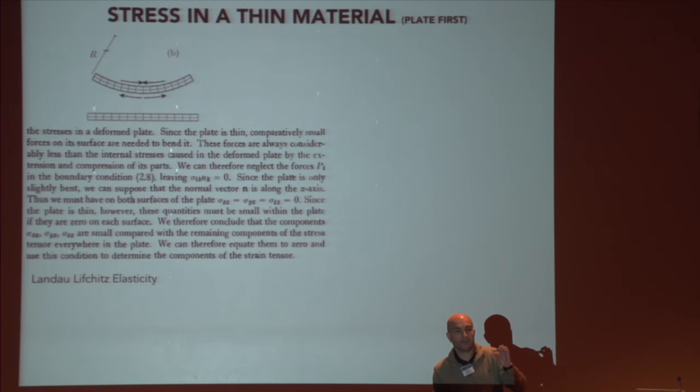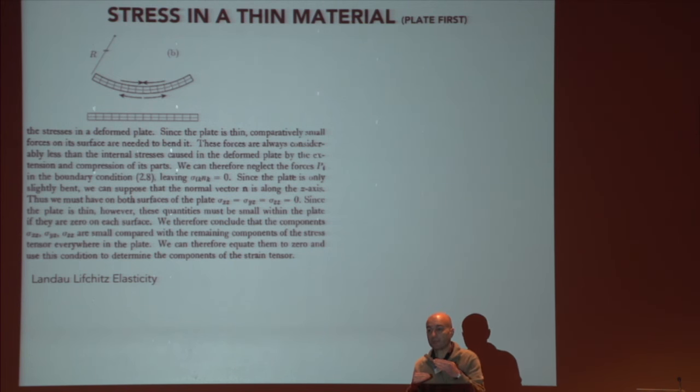If you have a thin material, as you can read here, the forces in a thin material are very tiny. So the boundary condition at the top of the plate and at the bottom of the plate is that the z component of the force, so perpendicular to the plate itself, is 0. It is 0 in the upper layer, it is 0 in the lower layer, and since the material is thin, it's going to be essentially 0 throughout the whole shell.